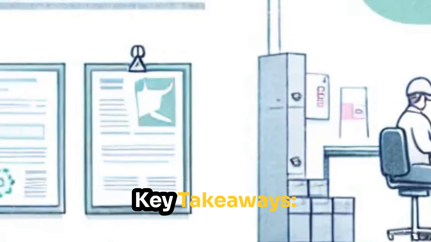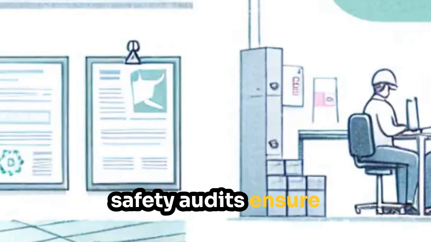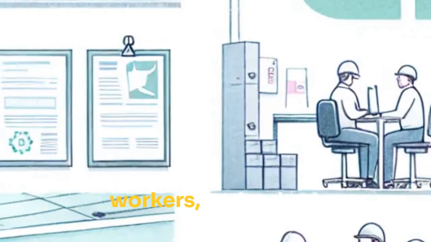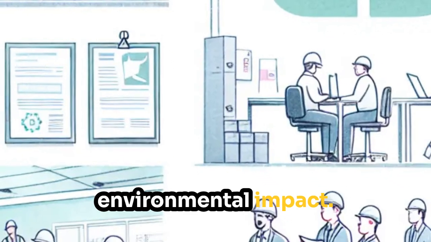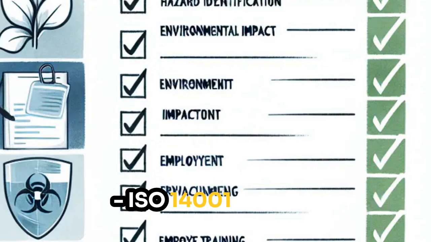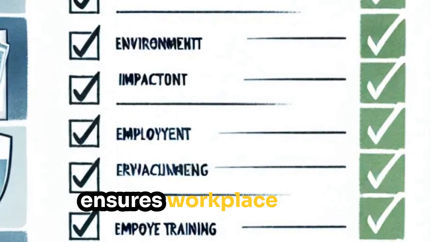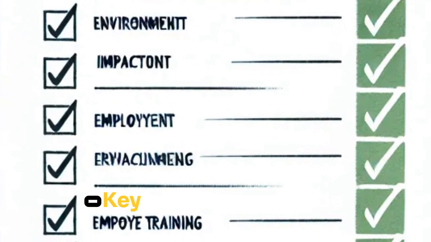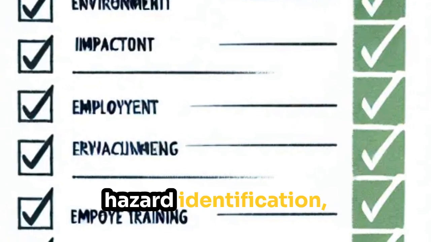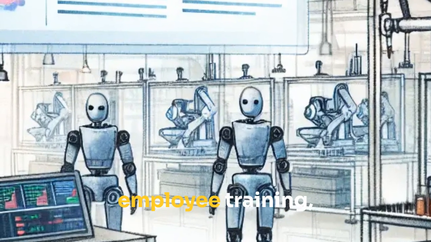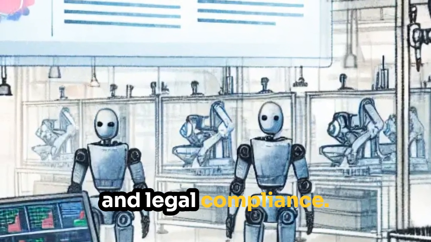Key takeaways. Environmental and safety audits ensure compliance, protect workers, and reduce environmental impact. ISO 14001 focuses on environmental management, while OSHA ensures workplace safety. Key audit areas include hazard identification, environmental impact, employee training, and legal compliance.